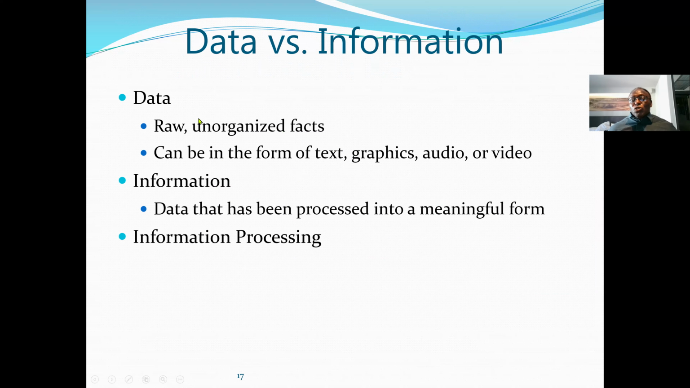Now, when we process those two data, 2 and 5, in this case we add them together. We get 7. 7 gives us our information. So information is data that has been processed into a meaningful form. Data is a raw, unorganized fact, which can be in any form: text, graphic, audio, video. Data that has been processed is called information. So information processing is converting data into information.